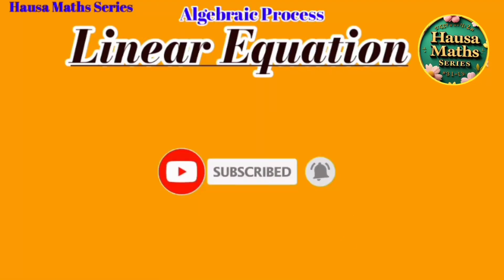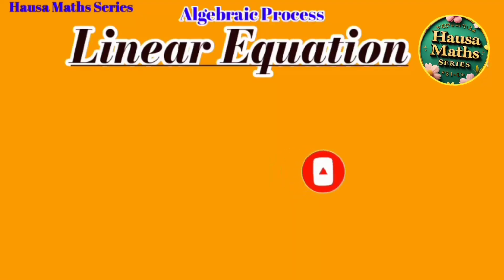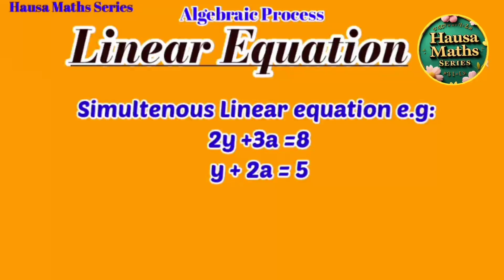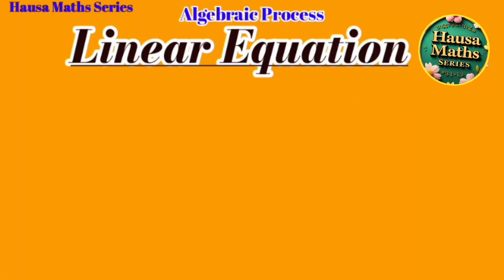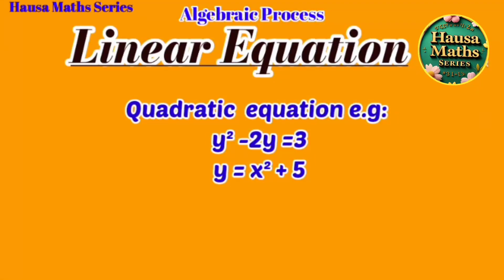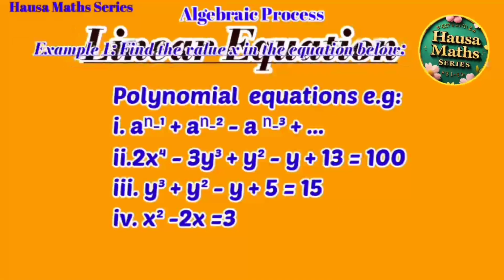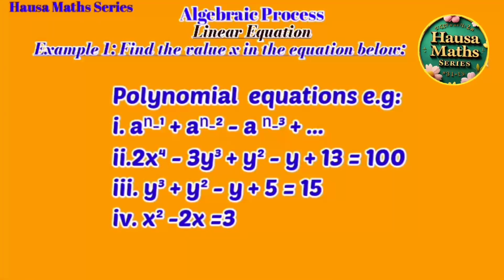So we are taking linear equation in this algebraic process lesson. A linear equation is an equation that contains a single unknown variable. We have different equations, like simultaneous linear equations that contain more than one unknown variable, and we have quadratic equations, which have different kinds of unknown variables. Now we are taking this linear equation so that we can see it thoroughly. We also have polynomial equations, which contain many different unknown variables.